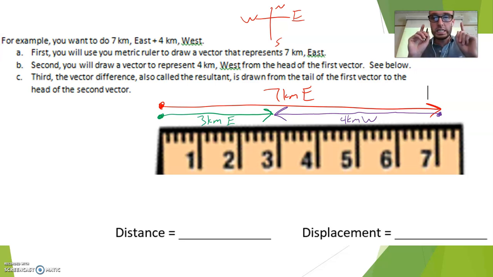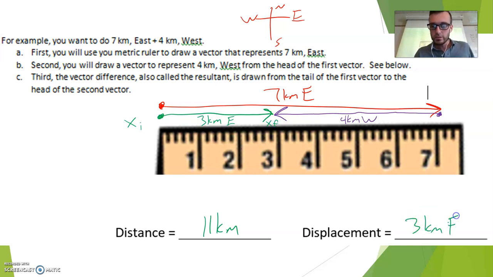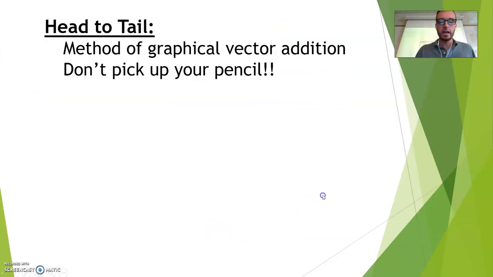Here's where distance and displacement are different. You can see that the distance traveled, that's all the steps you take as we defined it initially, right? So 7 plus 4 is going to be a distance of 11 kilometers. All the steps that you take count. However, when we consider displacement, this is our x initial over here, and this is our x final, and how far do we go to get there? Well, we only went 3 kilometers east. So that's the difference between distance and displacement as it shows up on adding vectors.